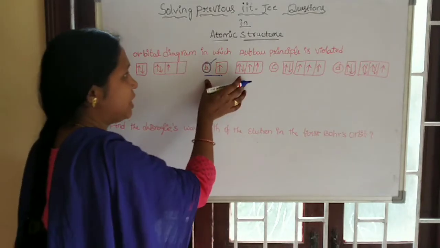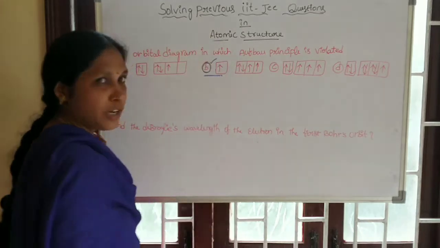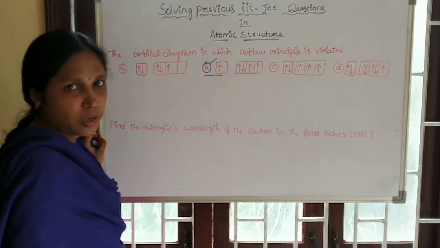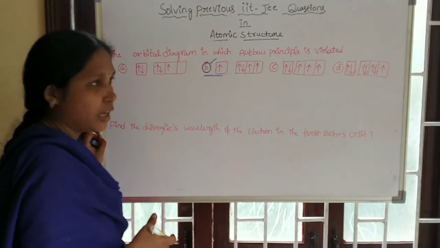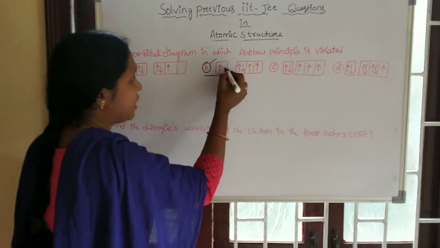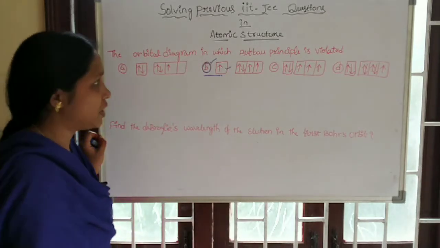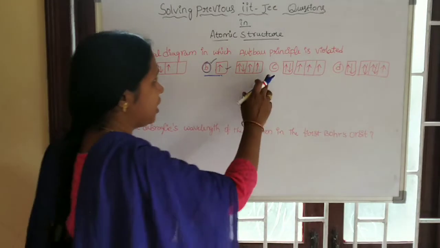The second one. Why? Complete filling of the s orbital should take place before the electron enters the p orbital, because the s orbital has a low energy and the p orbital has a high energy. But here in the second one, option B, the filling of the s orbital does not take place, but the electron enters a p orbital. Okay, and check the remaining two.